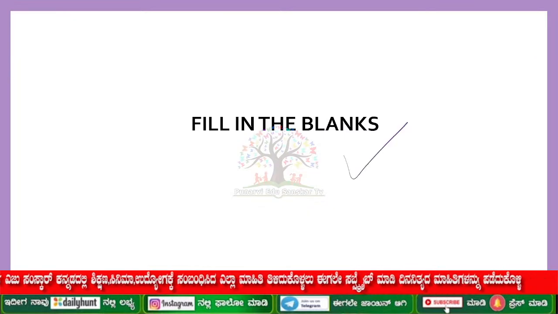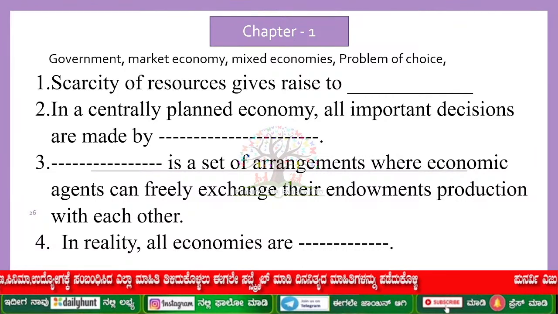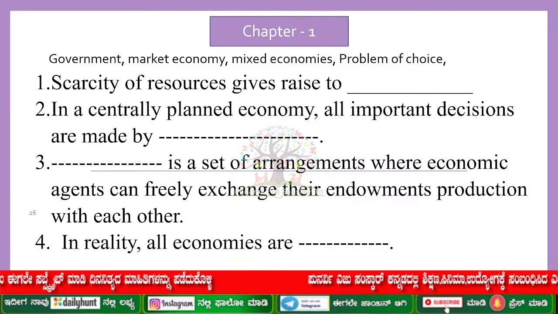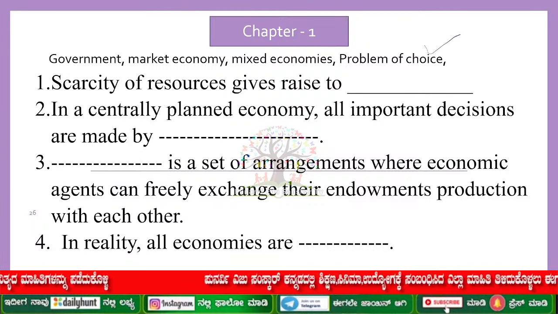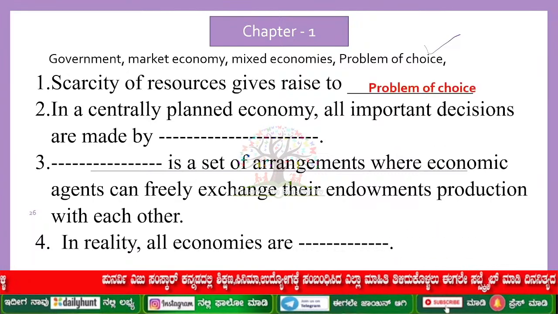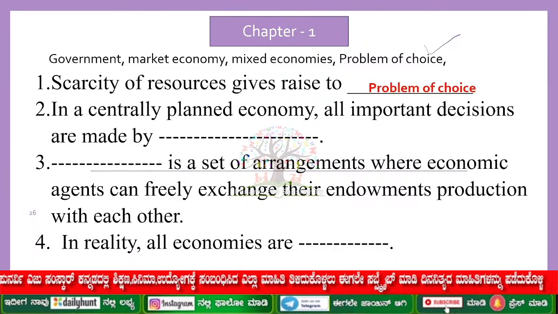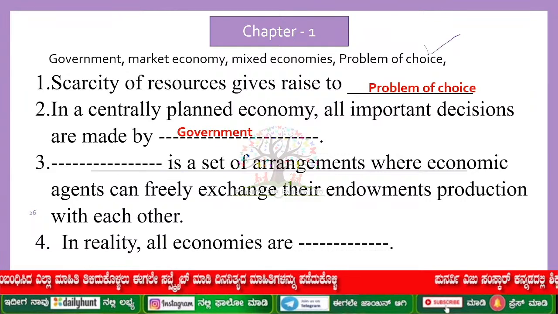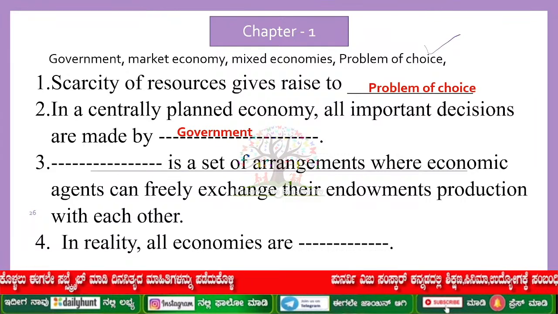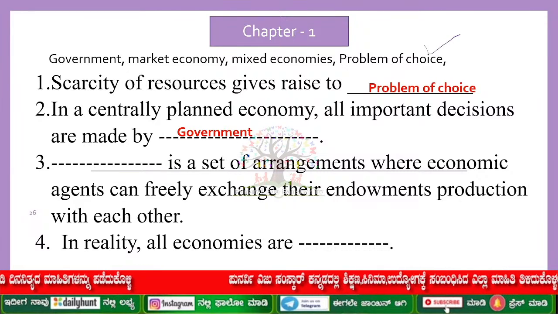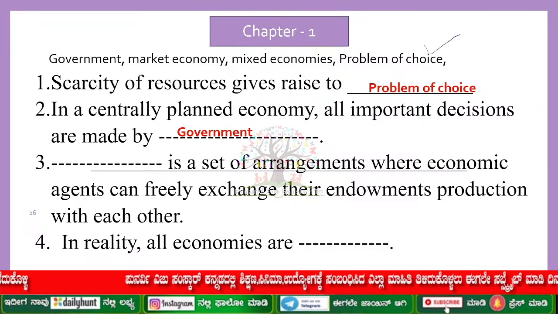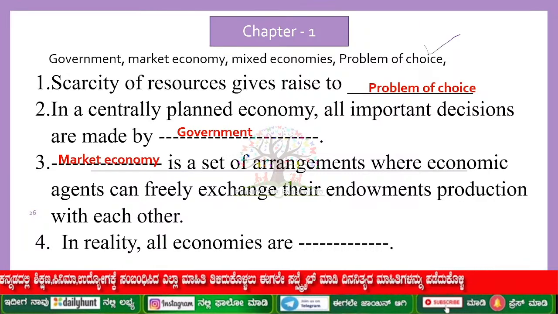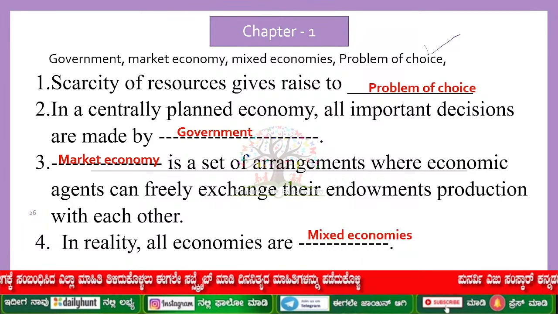Now let us discuss fill in the blanks. Here you can see, dear students, first one: scarcity of resources gives rise to. As answers will be given, from that you have to select. Scarcity of resources gives rise to the problem of choice. In a centrally planned economy, all important decisions are made by government. Blank is a set of arrangements where economic agents can freely exchange their endowments and production with each other, that is market economy. In reality, all economies are mixed economies.